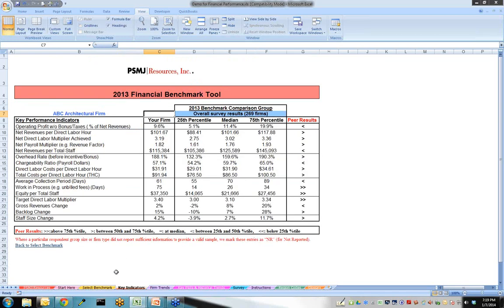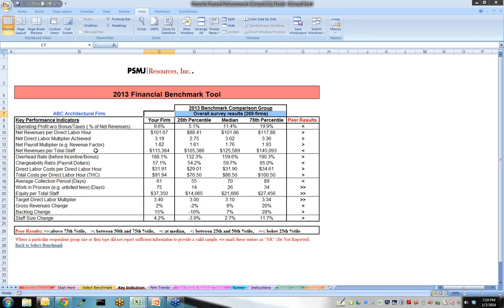Let's go look at the metrics or the key indicators that we offer. We have operating profit without bonus, before bonus and taxes as a percent of net revenue. So it looks like industry-wide that was about 11.4% was the median last year. We look at net direct labor multiplier achieved. So this is not the target, but this is what was actually achieved. Our firm is about 3.19. The industry was trying to hit about a 3.02.